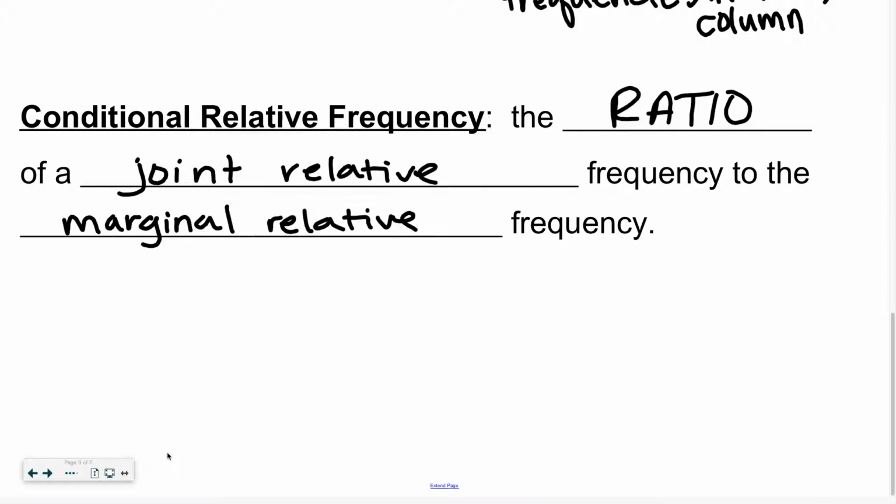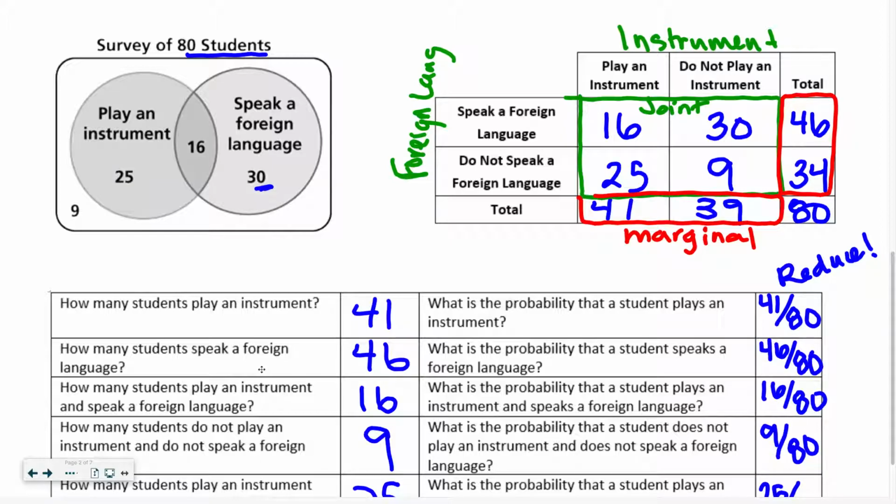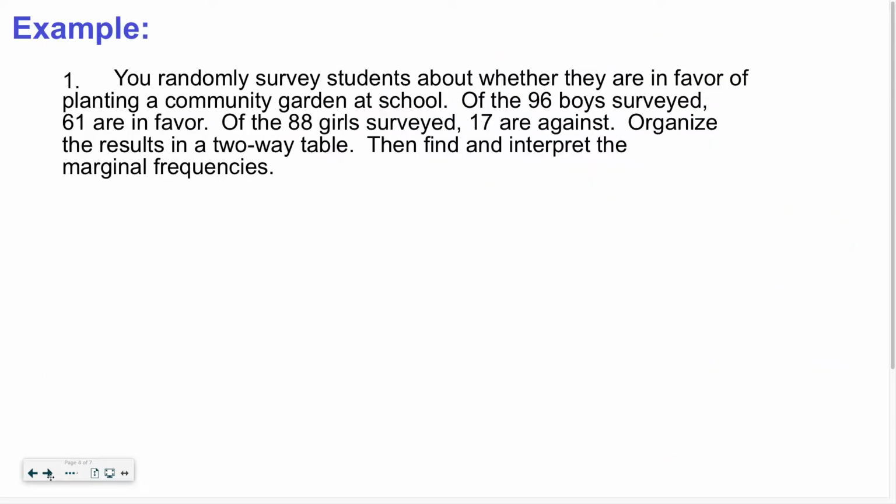It gets a little bit heavy with all the words. So go back and look at this, but also think about how we're highlighting areas of our table so that you know where the joints are and where the marginals are. Okay, let's do our first example.